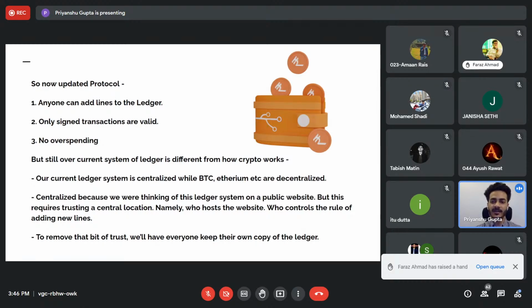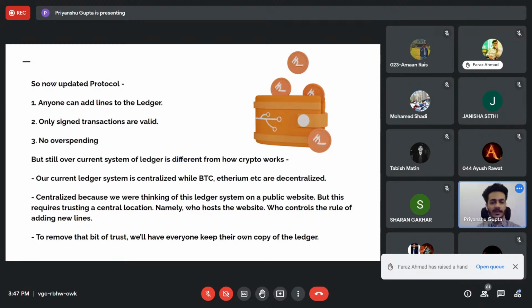This is some person's computer. This is another person's computer. All these computers are considered to be nodes. Okay, nodes. So all these nodes will have a local replica of all the transactions on their local systems, so that they can validate that transaction.